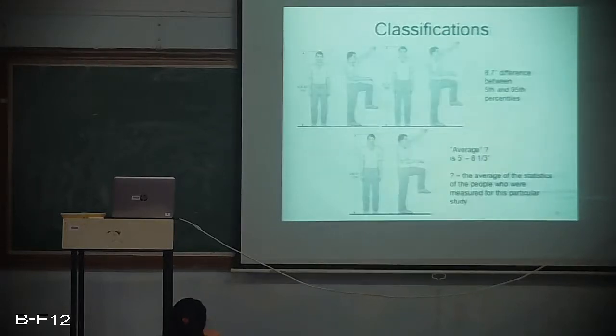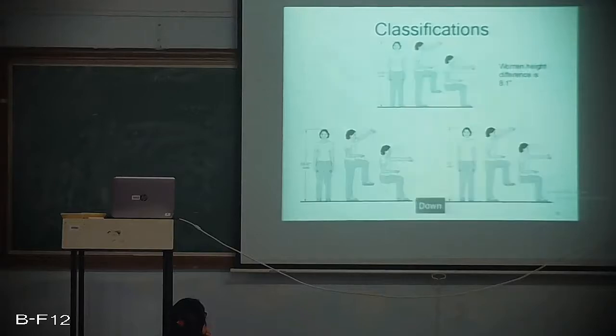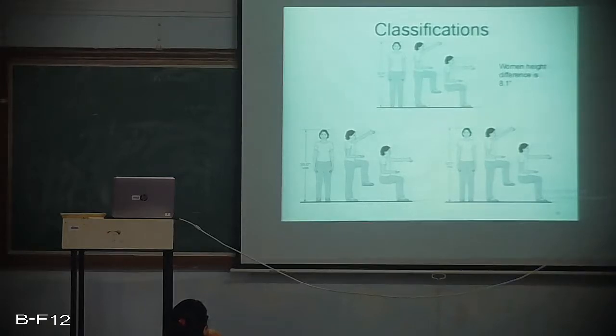There is an 8.7-inch difference between the average shorter man and the average taller man, the 5th and the 95th percentiles. The average, as I've mentioned before, is 5'8" and a third. Here we see women, and the height difference, instead of being 8.7 inches, is 8.1. So there's a little less difference between the shortest and the tallest.